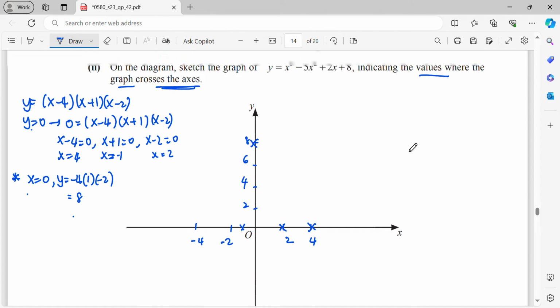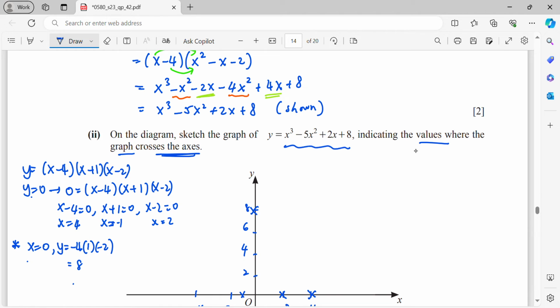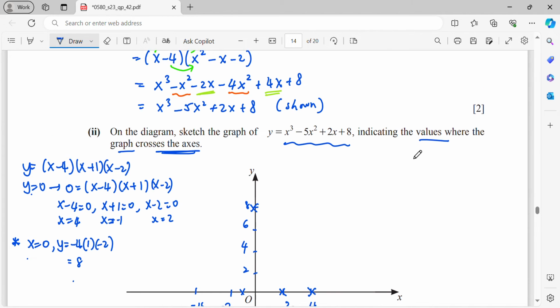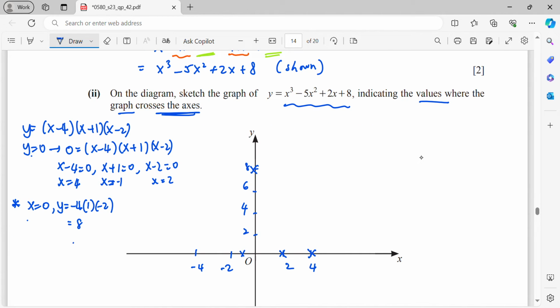Now, for your information, since we have expanded this to show the cubic function, you see here the coefficient for x cubed is positive 1. That means the shape will be like this. Alright, so I will just join all the points and sketch a graph. It will be symmetrical. Look at here.